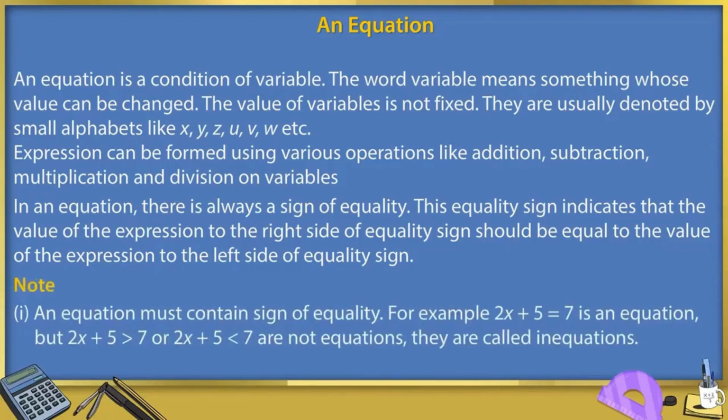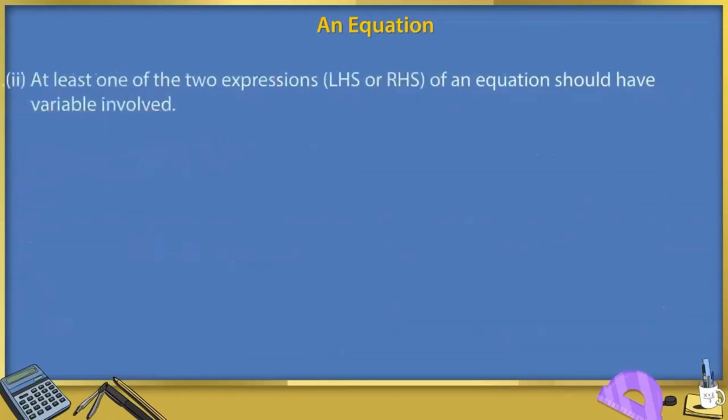Note 1. An equation must contain a sign of equality. For example, 2x + 5 = 7 is an equation. But 2x + 5 > 7 or 2x + 5 < 7 are not equations. They are called inequations.